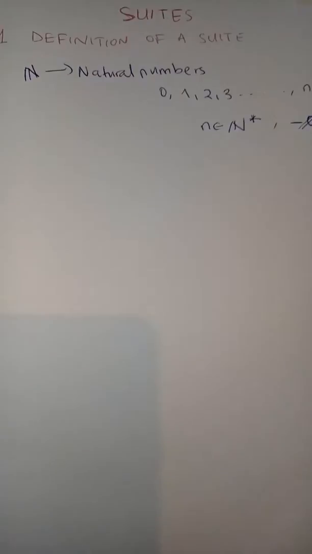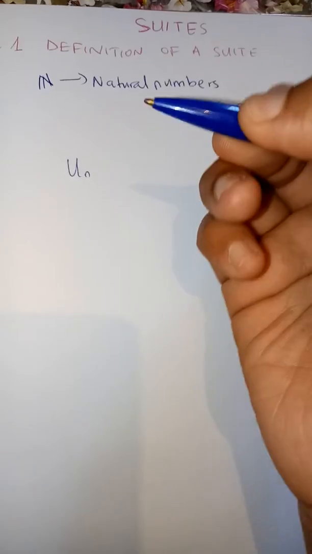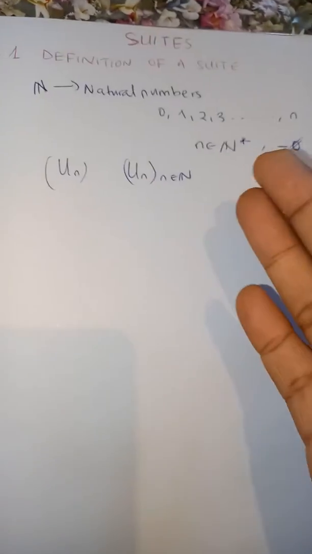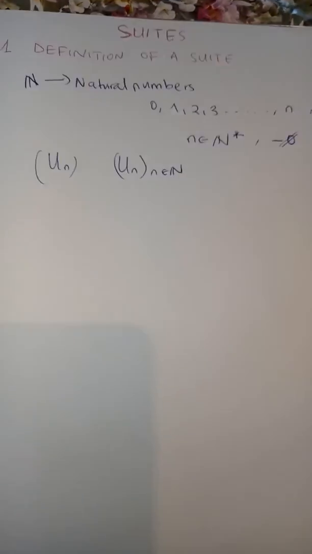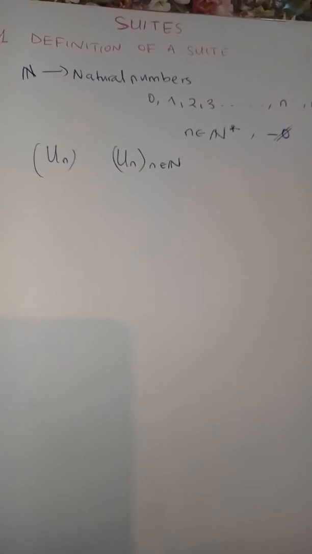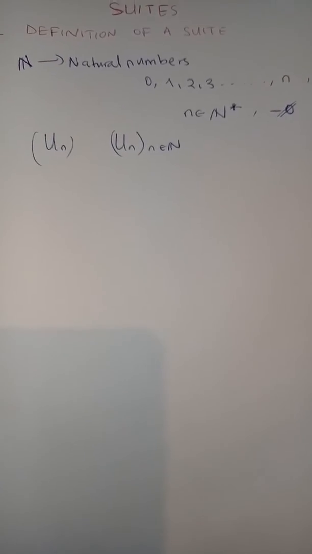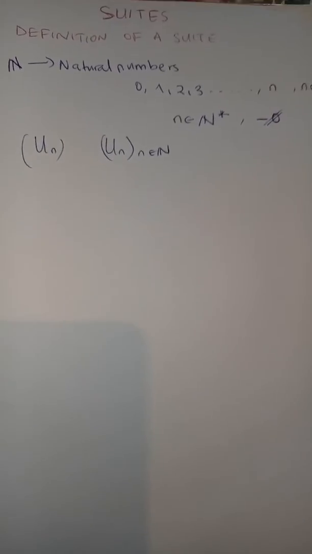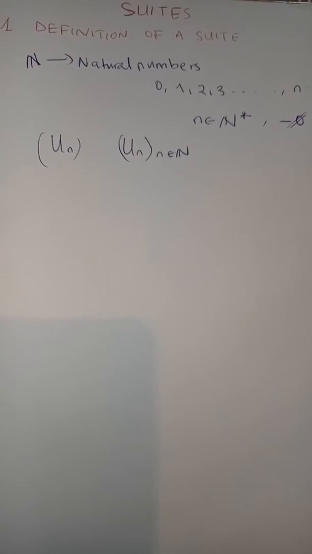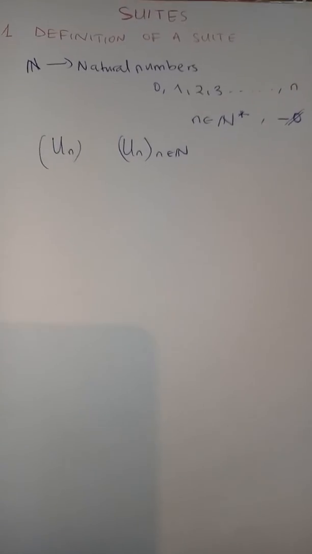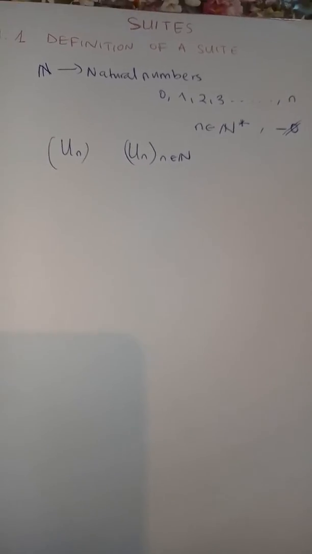Now, a suite can be noted as (un), or tout simplement un, lorsque n appartient à grand N. So when you see this, don't be scared. It's just what we note a suite as. There are various ways to define a suite. A suite can be defined according to its terme général, and it can also be defined according to what we call the suite récurrente. That's the recurring suite.